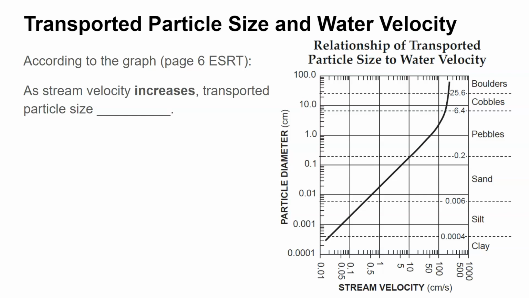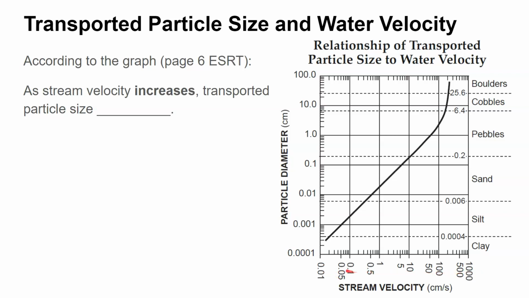In this video, I'm going to talk about the diagram in the upper right-hand corner of page 6 of the Earth Science Reference Table. That's the relationship of transported particle size to water velocity. The first thing we should do when we're looking at any new diagram is, of course, look at the title, which we just talked about, and then you want to check out the axes.